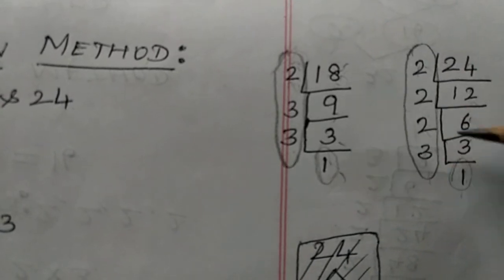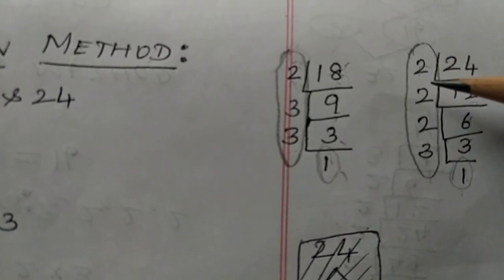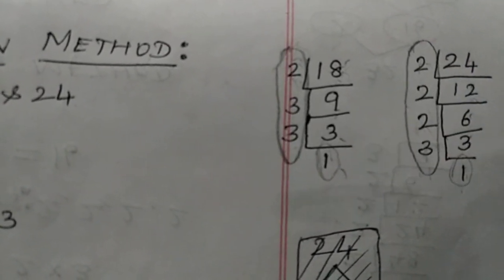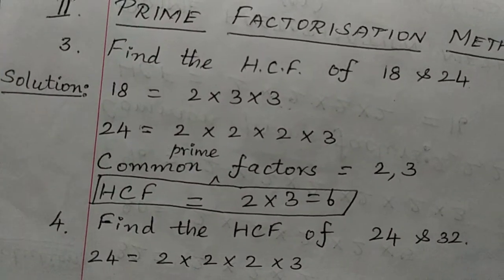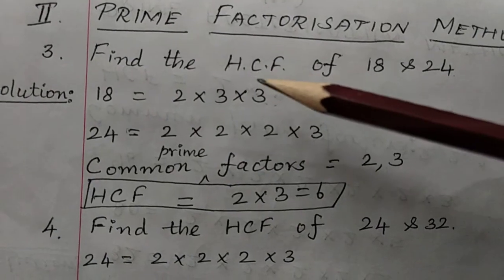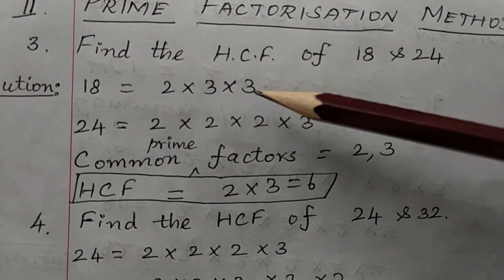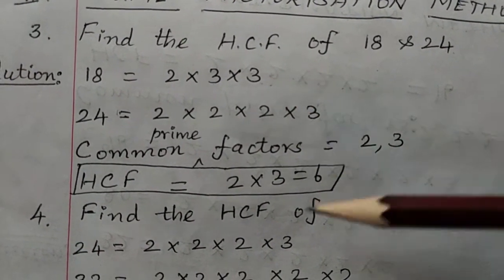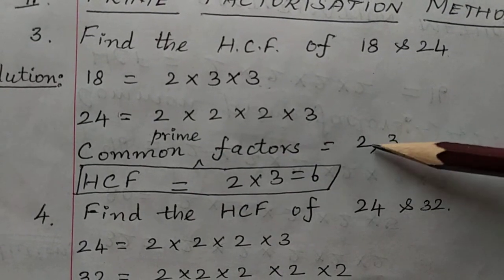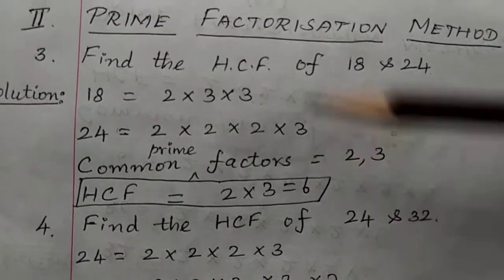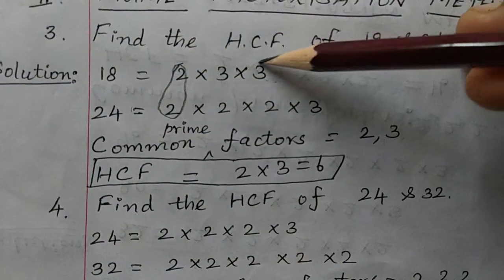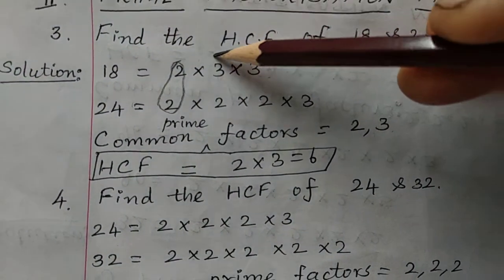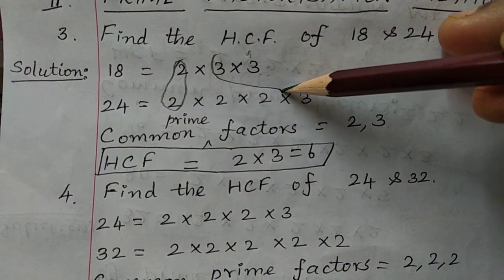Here we have only 2 numbers, 2 and 3. They are prime numbers. So now we have expressed 18 and 24 in terms of product of their prime factors. So common prime factors are 2 and 3.